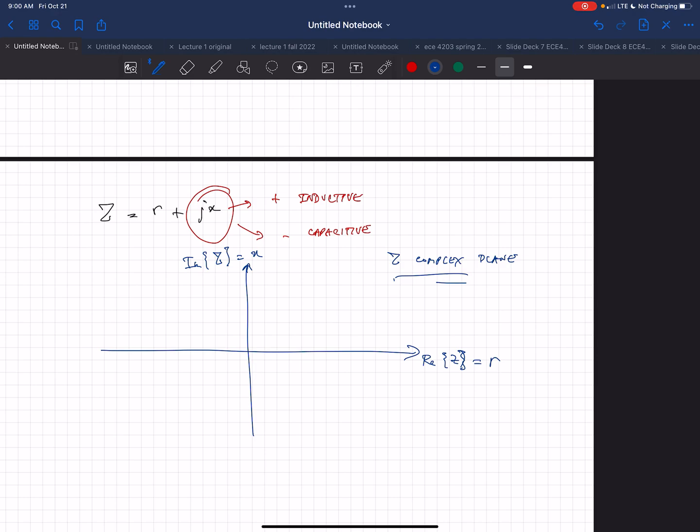Okay, so that's what it looks like. So let's say I'm going to restrict myself to only look at passive loads. Only looking at passive loads means that only R greater than 0 makes sense.